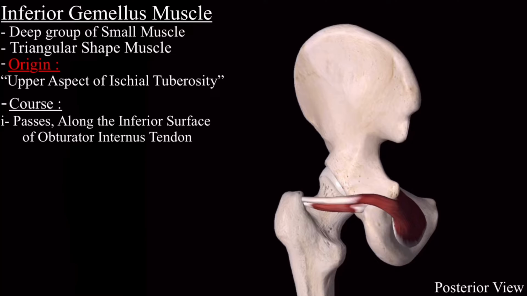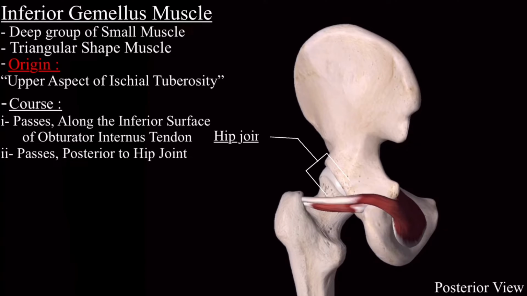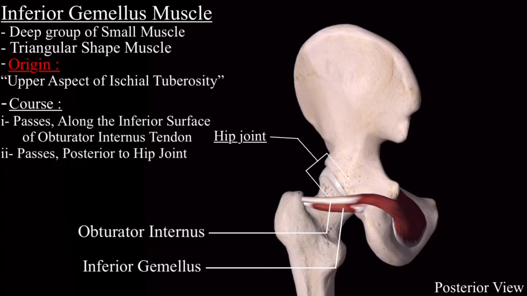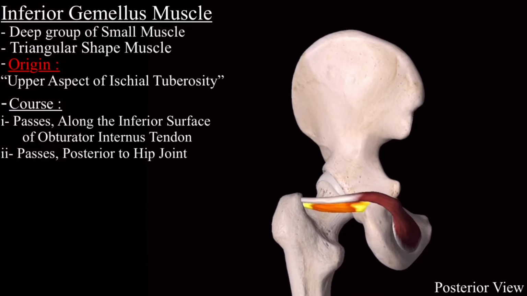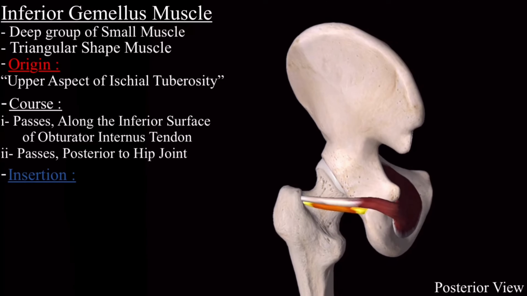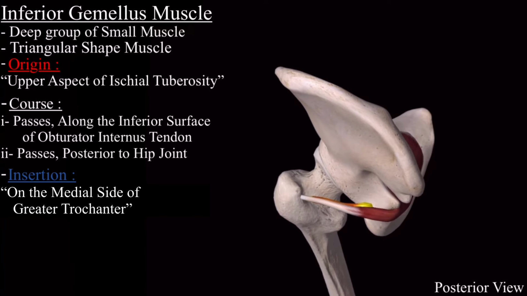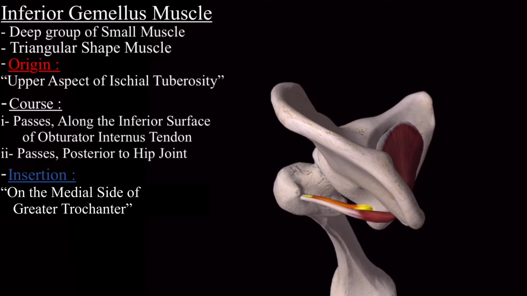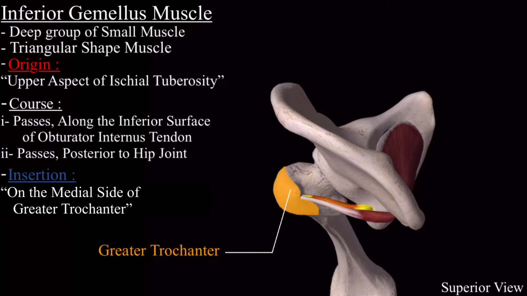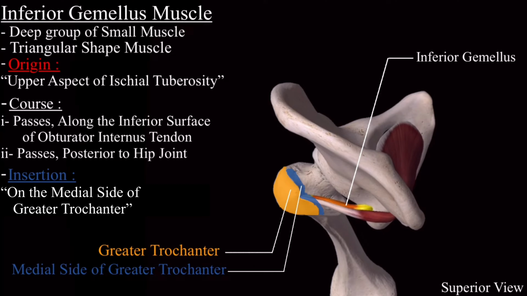Just like the obturator internus muscle, the inferior gemellus muscle also passes posterior to the hip joint. This is the hip joint, and both of these muscles are present posterior to the hip joint. The inferior gemellus muscle is then inserted on the medial side of the greater trochanter with the obturator internus muscle. In the superior view, this is the greater trochanter of the femur, and this is the medial side of the greater trochanter, where the inferior gemellus muscle together with the obturator internus muscle is inserted.